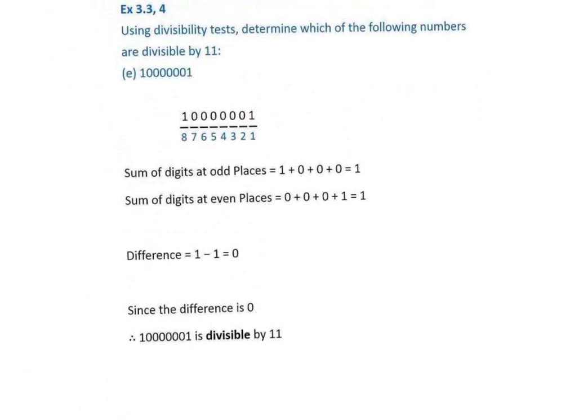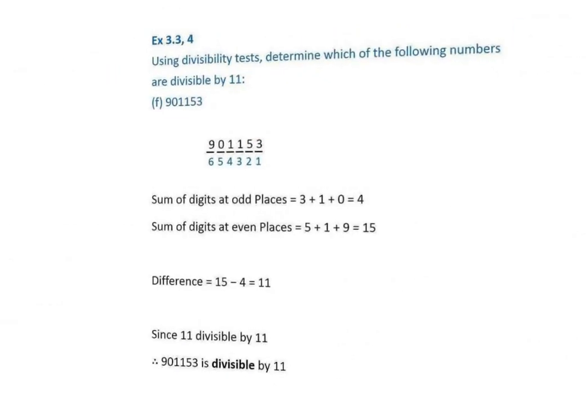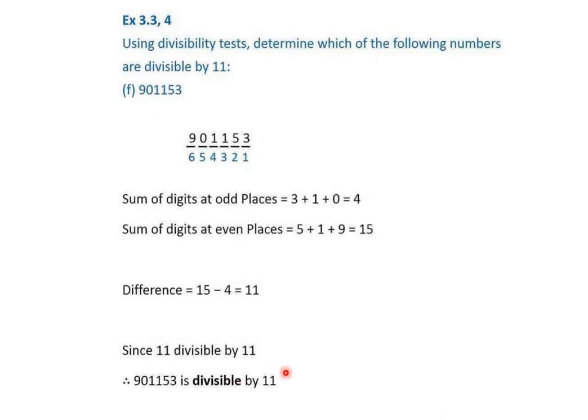The next question is with 1, 0, 0, 0, 0, 0, 0, 1. So odd places are 1 plus 0 plus 0 plus 0. Answer is 1. Even places 0 plus 0 plus 0 plus 1, 1. And when these two answers are subtracted, we get answer 0. And if we get the answer 0 or a multiple of 11, we can say that the given number is divisible by 11.